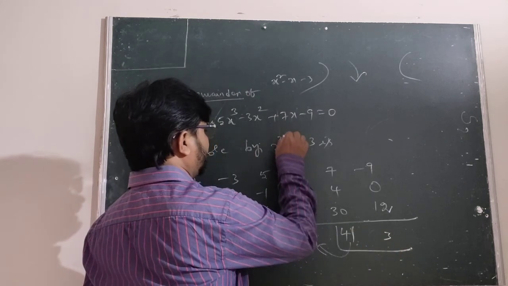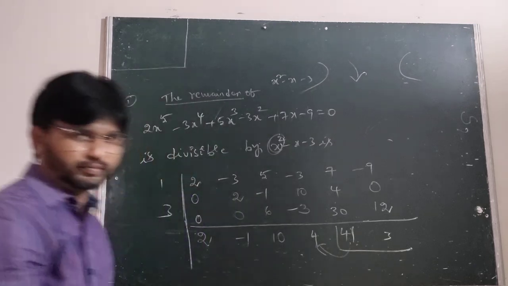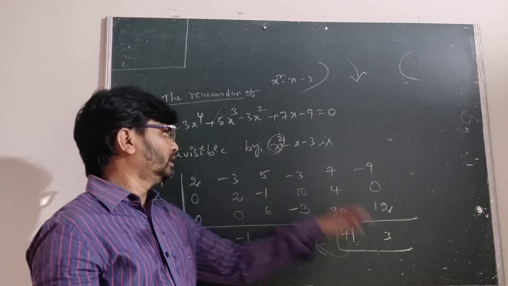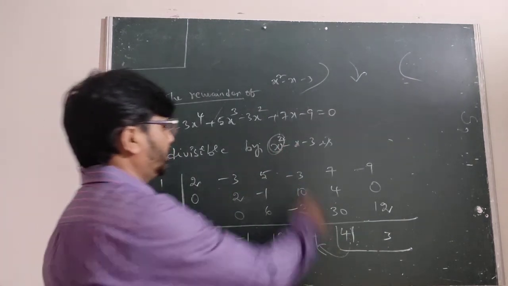Therefore here the x square term is there, then you can write undoubtedly the x term is the remainder term. Therefore the degree of the remainder is always less than the degree of the g of x.